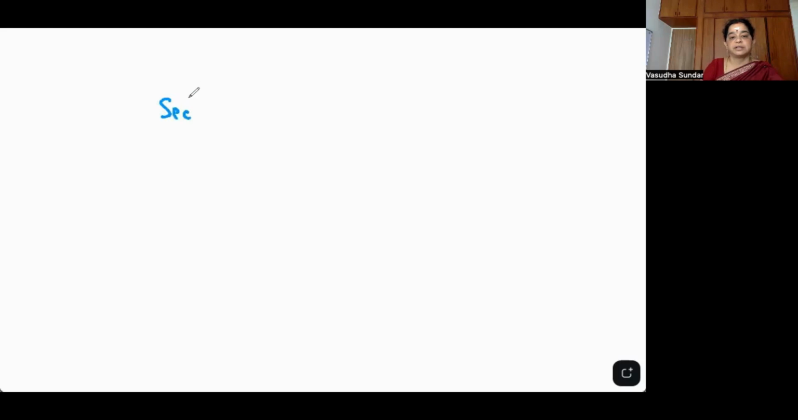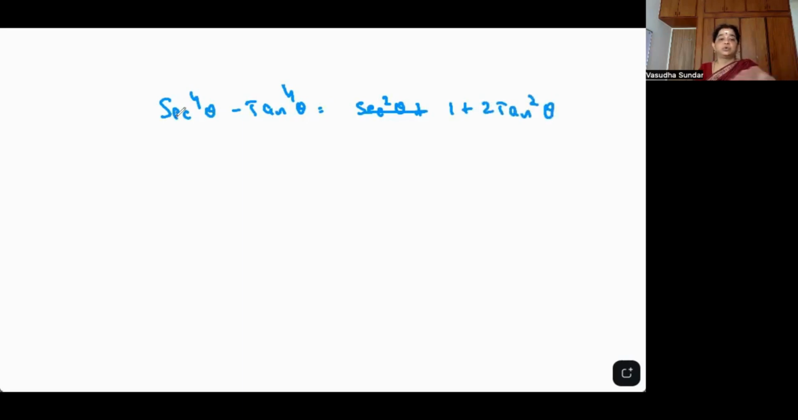For example, I have secant power 4 theta minus tan power 4 theta. Prove that it is equal to, oh, sorry, prove that it is equal to 1 plus 2 tan square theta. Okay. So now here what you can do, you don't know secant power 4 theta. There is no direct identity for it. You don't have a direct identity for tan power 4 theta.